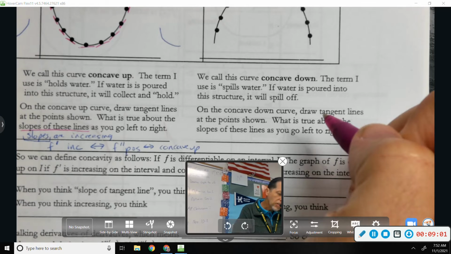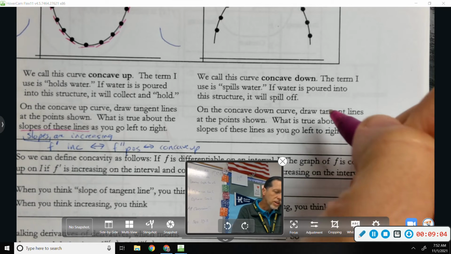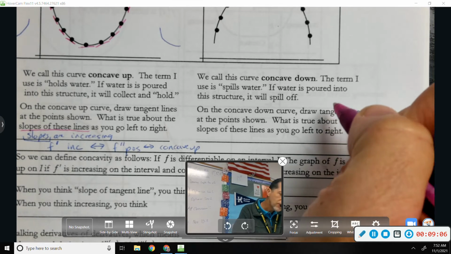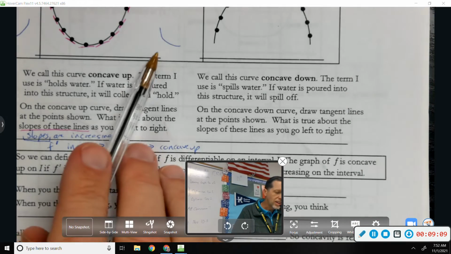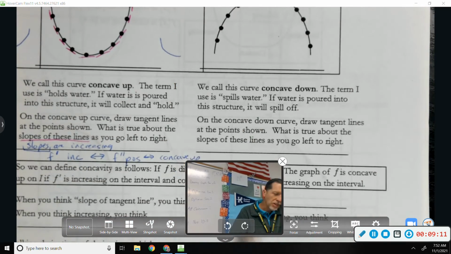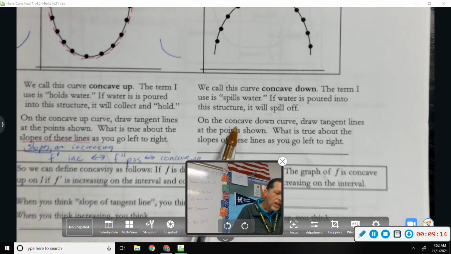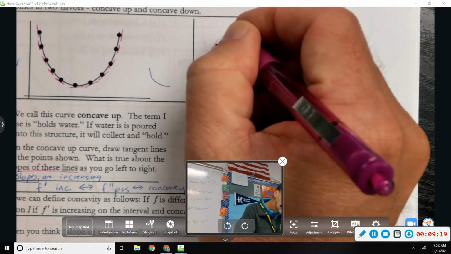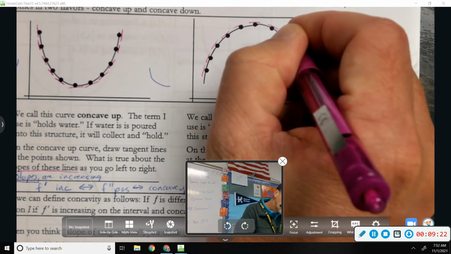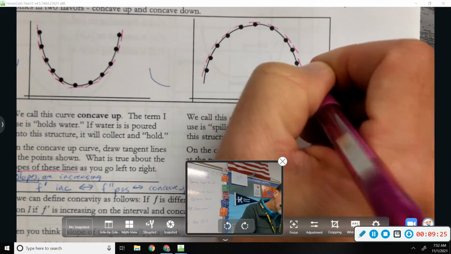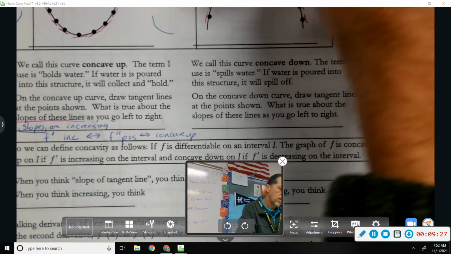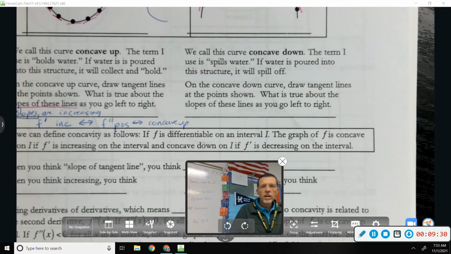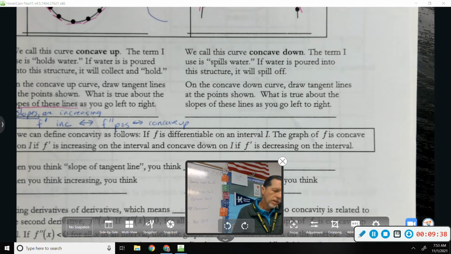Next one, we call this curve concave down. The term I use is spills water. If water is poured onto this structure, it will spill off. Again, yes and no, but you've got to call it something. On the concave down curve, draw tangent lines at the point shown. We call this curve concave down.